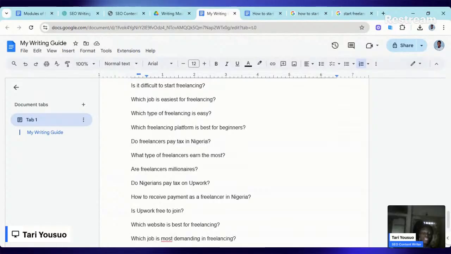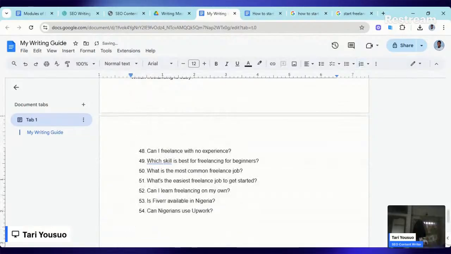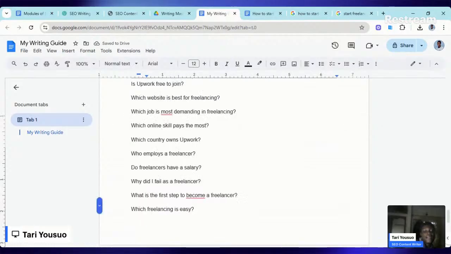So I could name this how to start freelancing in Nigeria in 2025. That is an idea.